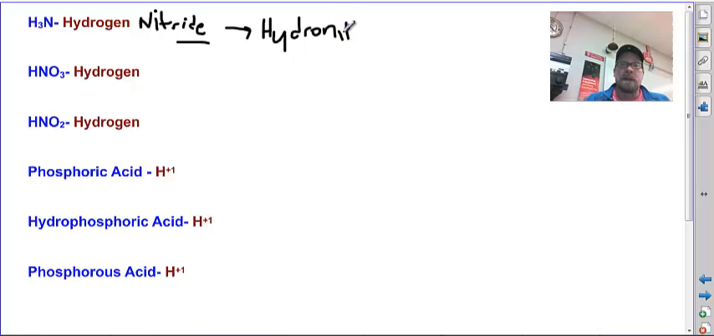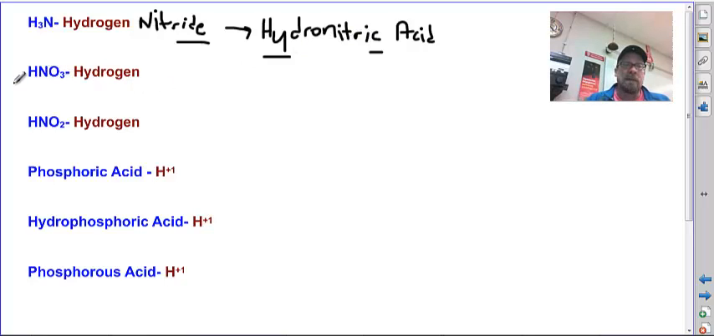Because the anion stem is nitride, I don't know a good way to say that. And then the suffix for IDE endings is ic. And then I'd write the word acid. So it's hydronitric acid. Key being with the IDE ending, it's a hydro-ic acid, and then some derivation of the anion in here.